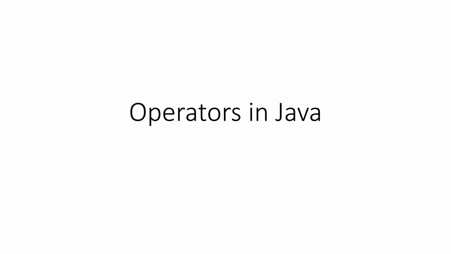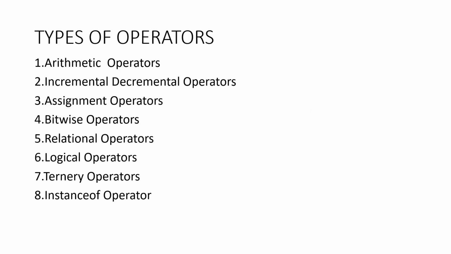In this particular video, I will discuss what are the operators that are used in Java. So we have different types of operators. We have arithmetic operators, incremental or decremental operators, assignment operators, bitwise operators, relational operators, logical, ternary, and instanceof operators. So let us discuss them one by one.